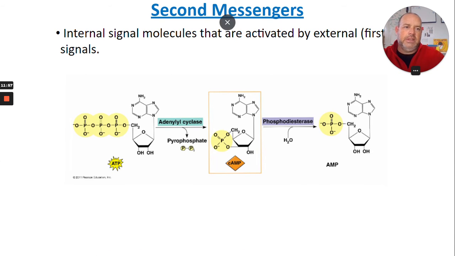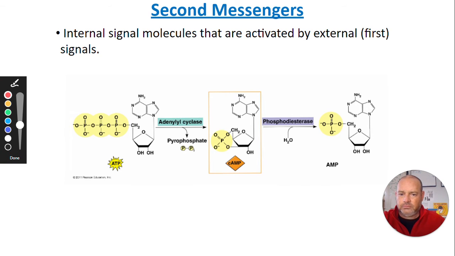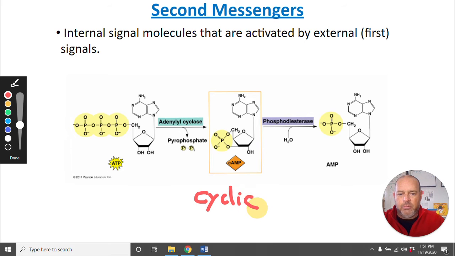Second messengers we need to talk about. So there are a few different second messengers. The second messenger on this page is this right here, cAMP. We'll talk about that as we go. So cAMP, or its real name is cyclic AMP. That C stands for cyclic. So, that word right there, cyclic AMP.